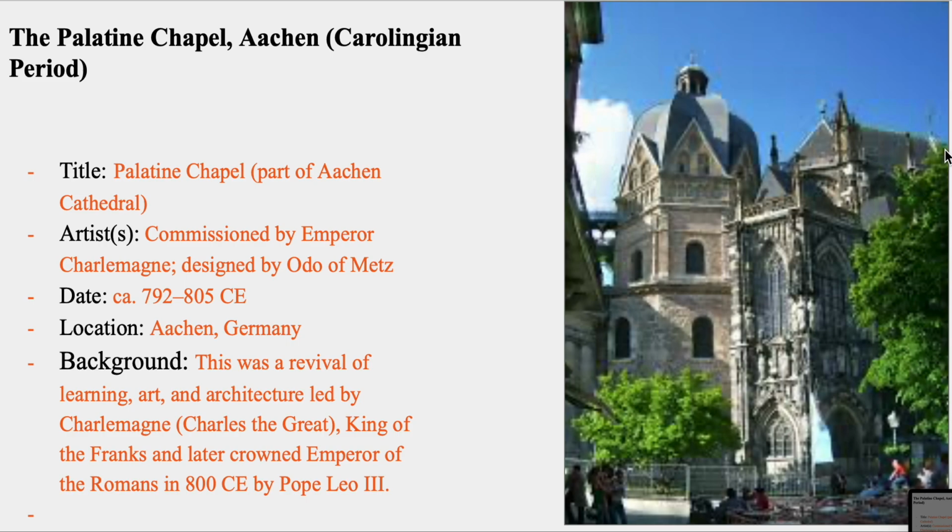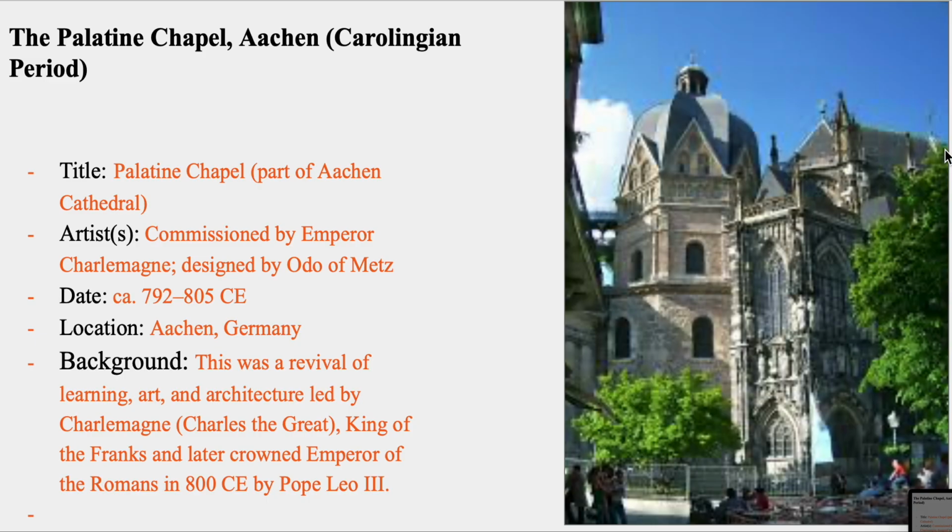Chapel in Aachen, Germany. The title is the Palatine Chapel, part of the Aachen Cathedral. The artist of the cathedral was commissioned by Emperor Charlemagne. It was designed by Otto of Metz. The date was 792 through 805 Common Era. The location of the cathedral was in Aachen, Germany.